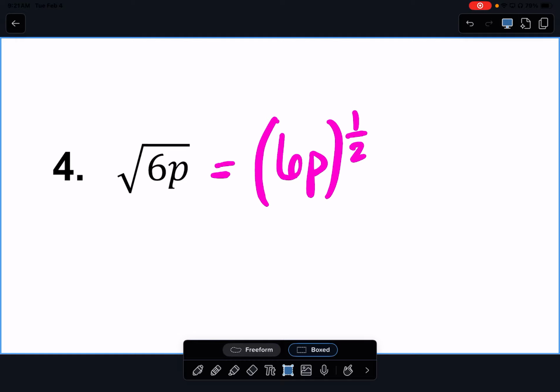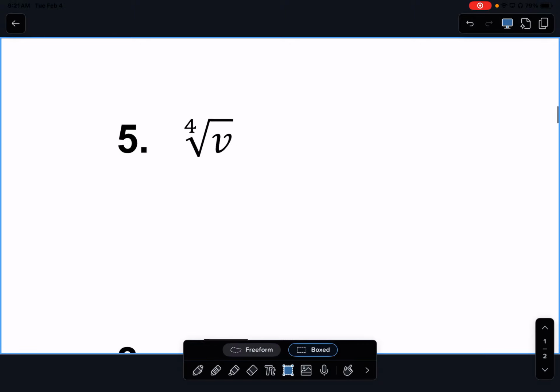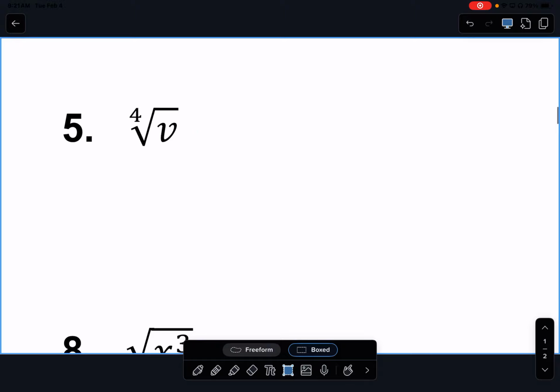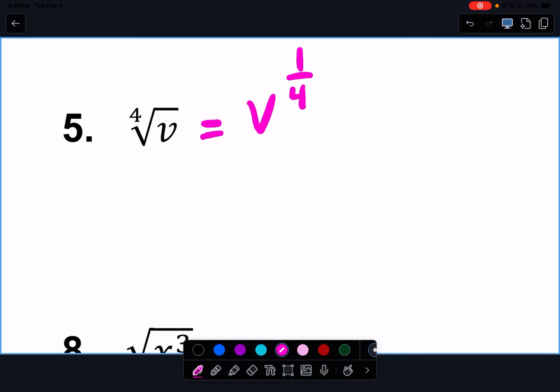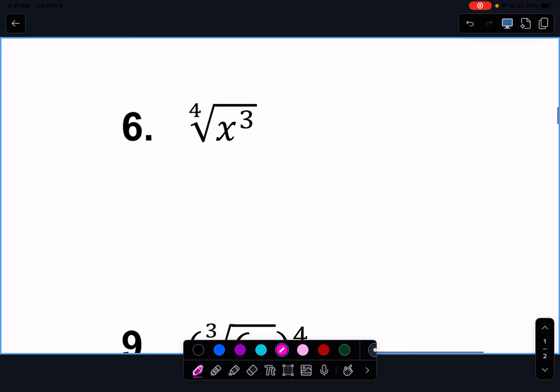All right, number 5. How would I rewrite this one? B to the 1/4. Okay, for number 6, how would I rewrite that? X to the 3/4. All right, now I want y'all to do the next 3 by yourself real quick.